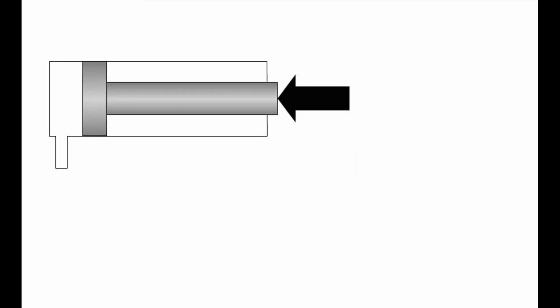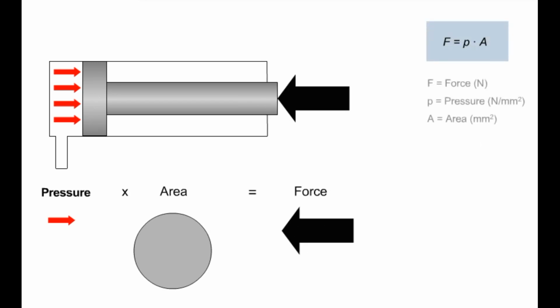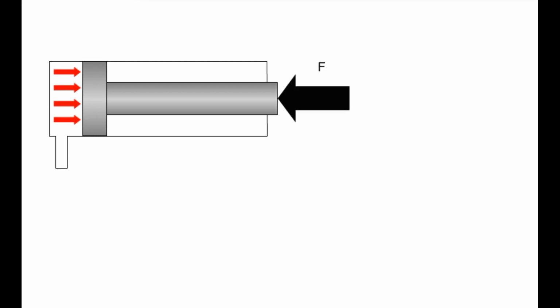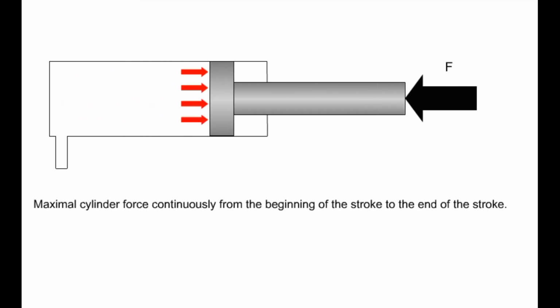The maximum possible cylinder force, F, is dependent on the maximum operating pressure, P, and the effective piston area, A. The cylinder force is the product of P multiplied by A. A hydraulic cylinder can generate its maximal cylinder force continuously from the beginning of the stroke movement until it is completed. A simple limiting of the stroke power is possible with a pressure relief valve.